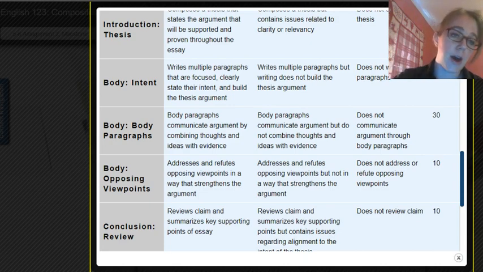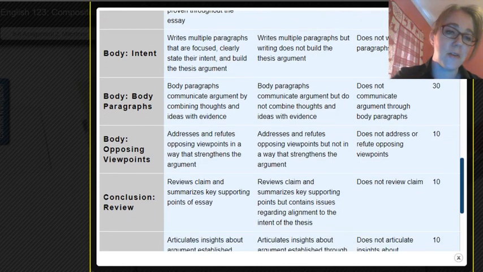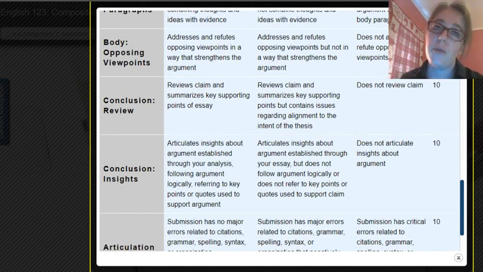Does each one of your body paragraphs have a topic sentence? Are they focused? Are you using evidence? And do they tie into or support your thesis? The next thing we look at with our body paragraphs is, do they communicate your argument by combining thoughts with evidence? Again, we want to make sure that we are using our own ideas, but also supporting those ideas with evidence. And we also want to make sure that you address and refute a counter argument. Let's use some evidence to do that as well.